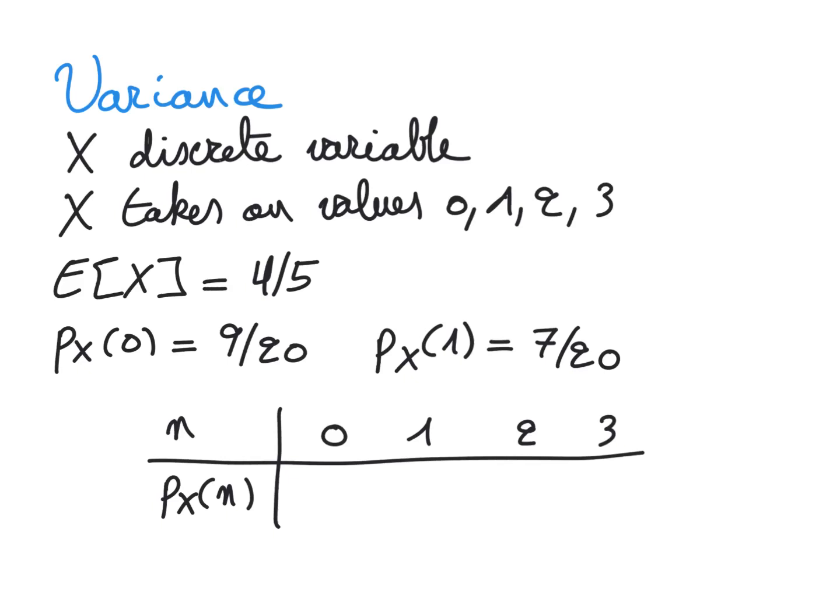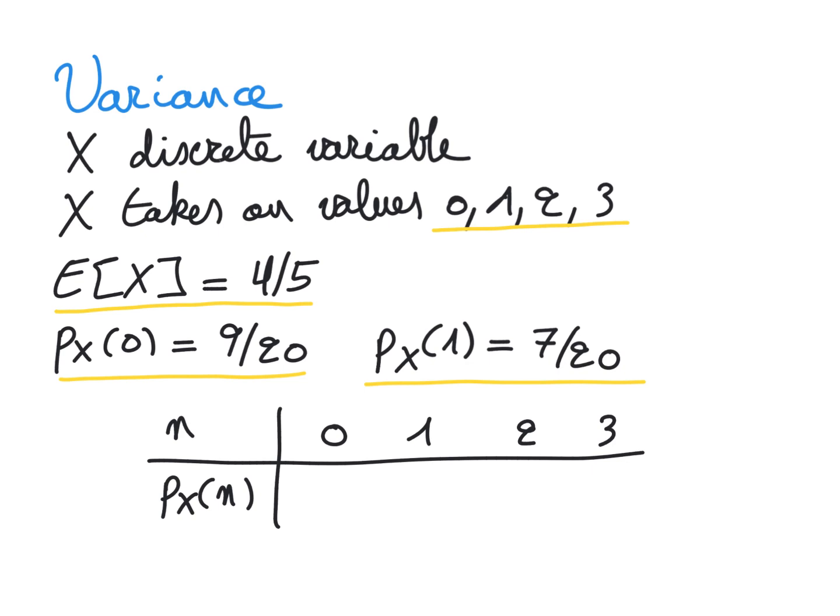Let's look at two examples where we compute the variance of a variable. In this first example, we'll look at a discrete variable. In this case, x only takes on the values 0, 1, 2, and 3. What do we know? Well, we know that the expectation of x is 4 over 5. And we also know that p_X of 0 is 9 over 20, and p_X of 1 is 7 over 20.